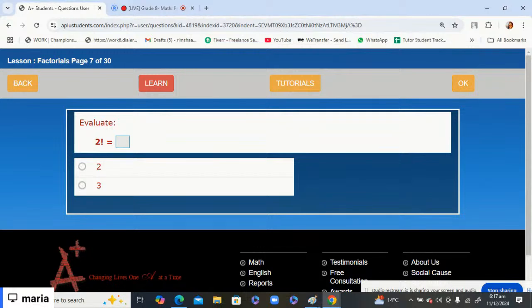That is a 2 factorial. So what's the answer for 2 factorial? How can we write it? Only 2 times 1. It's option 1. That is 2 times 1 is 2. Very well done.